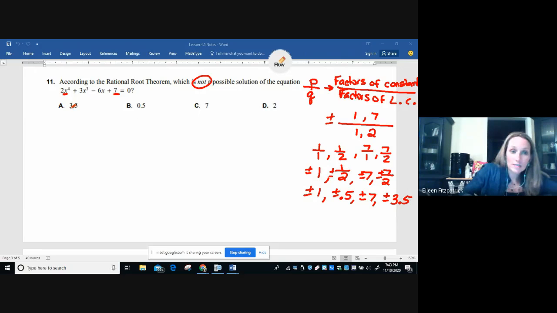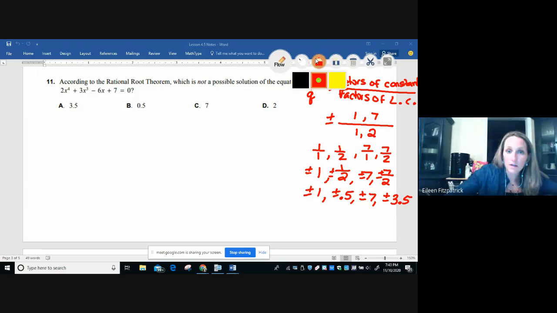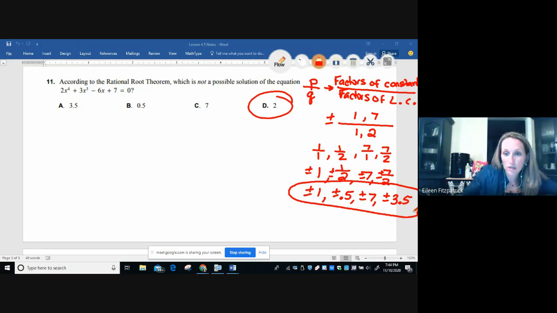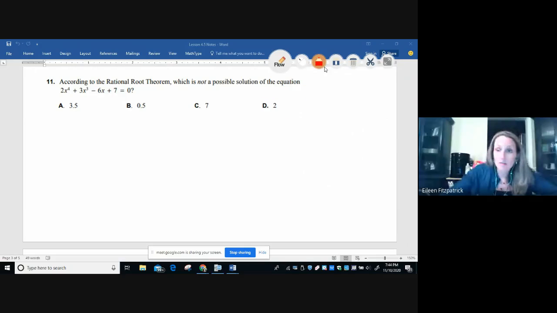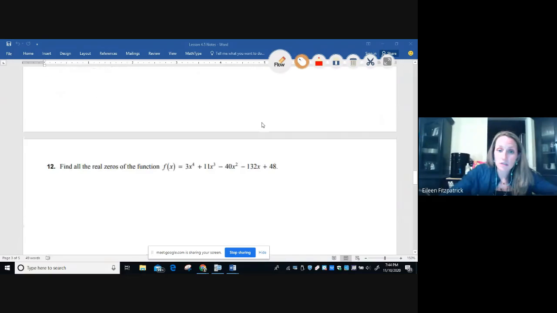All right, so this is a possible solution. This is a possible solution. So the only one that's not a possible solution, because that's what they're asking for in this problem, the one and only non-possible solution would be 2. Okay, these are all of your possible solutions, possible roots, possible x-intercepts. All right, now the reason we need to know that is for the next problem. So let's go down to the next one.